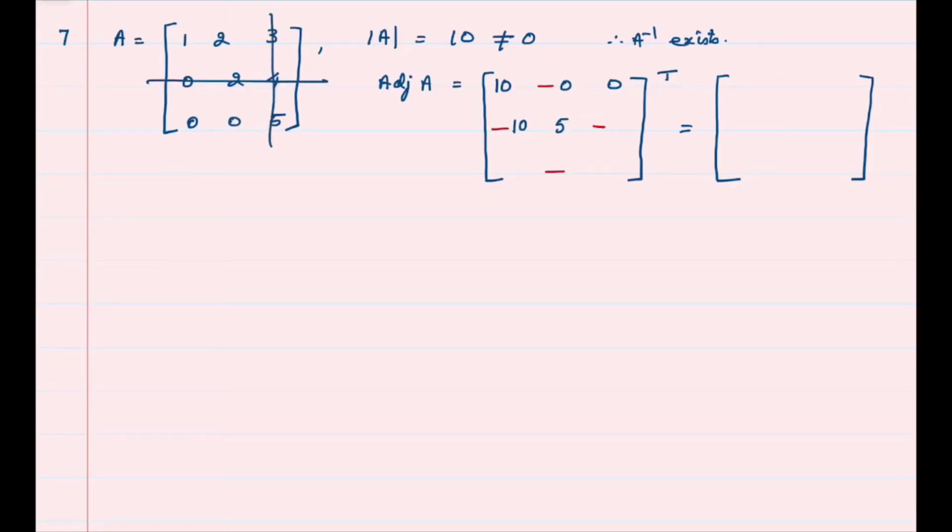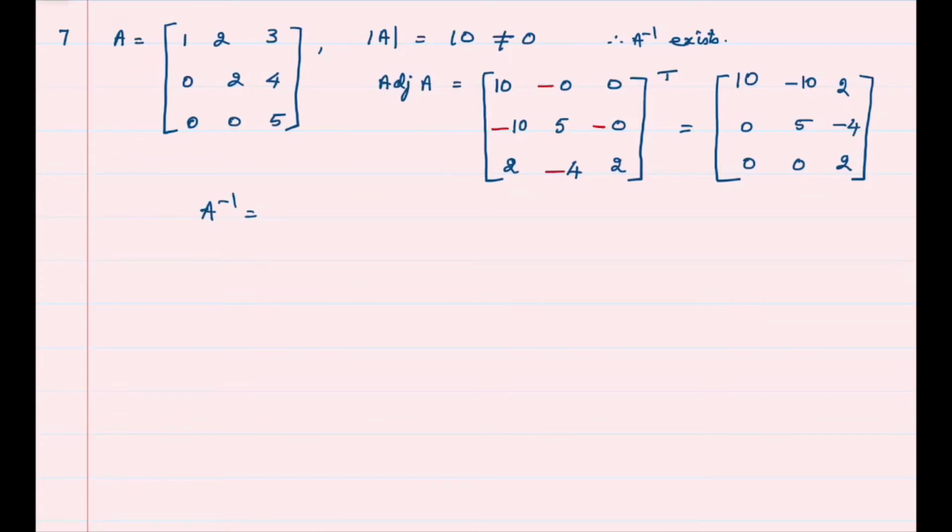Cofactor of 4: 0 minus 0, 0. Cofactor of 0: 8 minus 6, 2. Cofactor of the next element 0: 4 minus 0, which is 4. That position gets a negative sign, which makes it minus 4. Cofactor of 5 is 2 minus 0, 2. The transpose is 10, 0, 0, minus 10, 5, 0, 2, minus 4, 2.